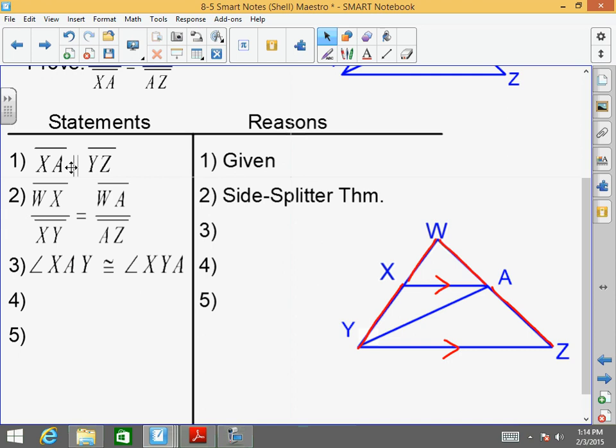Number 3, they tell you that XAY is congruent to XYA. So XAY, this guy, is congruent to XYA, this guy. That's a given.